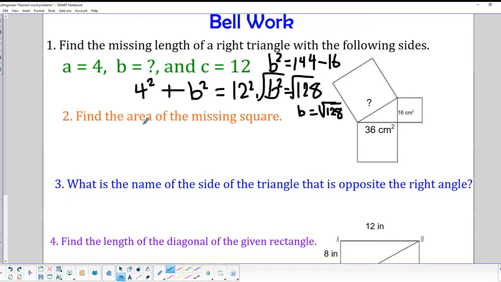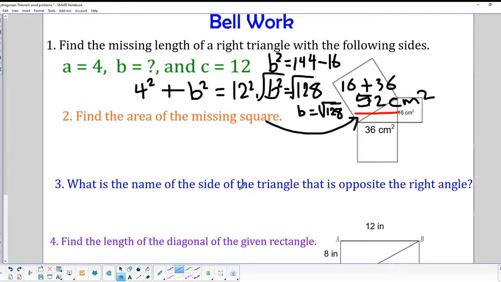Okay, so on number 2, if we're supposed to find the area of the missing square in this diagram, well, we've done one like that before. We know that a squared plus b squared equals c squared. So the area of this square up here is basically 16 plus 36. So that's 46, 47, 48, 49, 50, 51, 52. So this is 52 centimeters squared. There you are. So that was pretty easy.